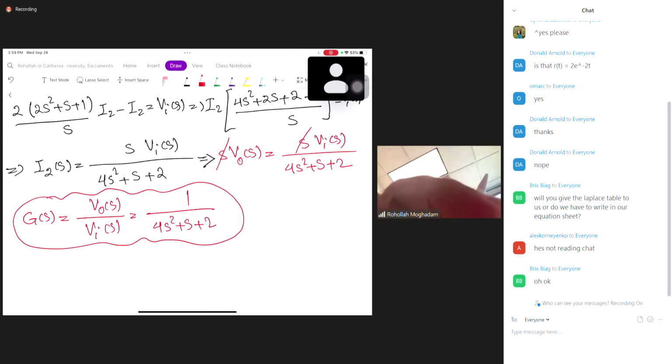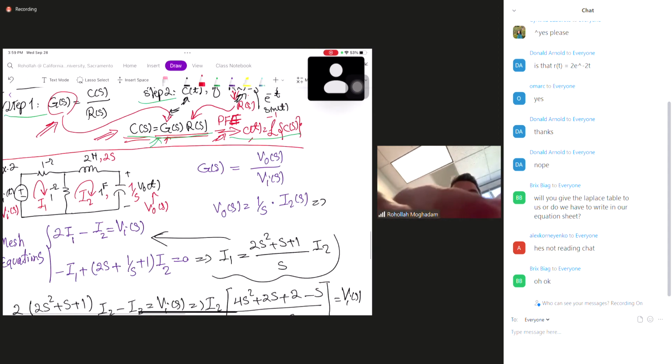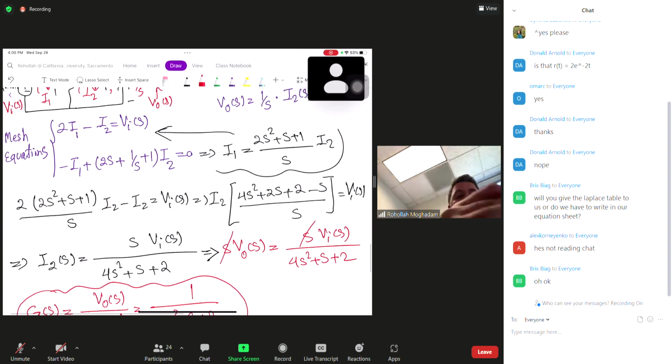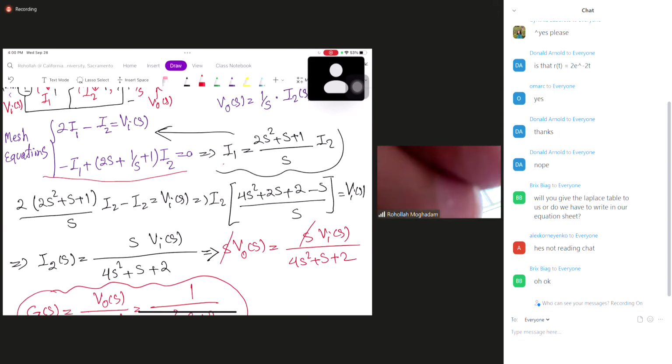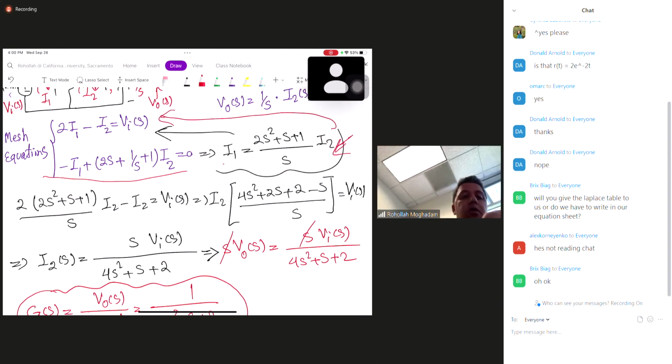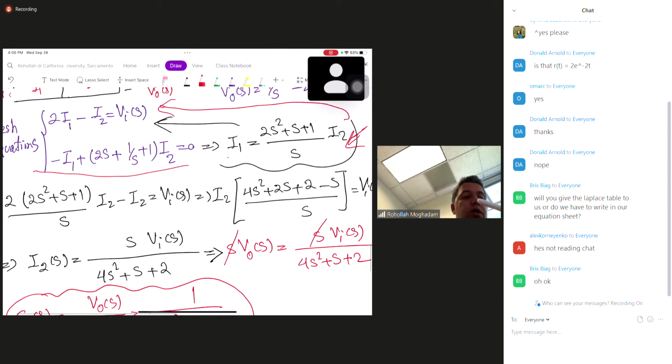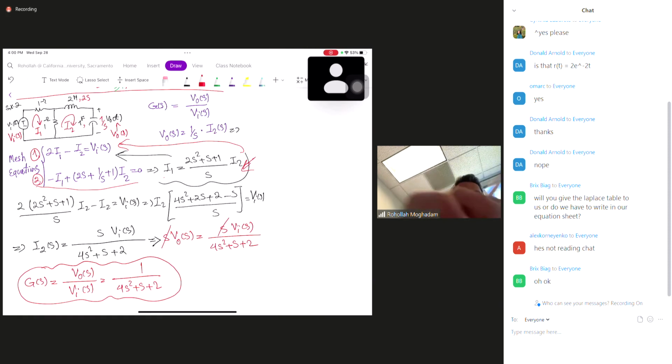Right? And this is the way that we solve sets of differential equations. So you find one parameter with respect to the other from one equation and then plug it into the other one. If I call this equation 2 and this equation 1, you will see that I found I1 with respect to I2 from equation 2 and then plugged it back into equation 1, all right?